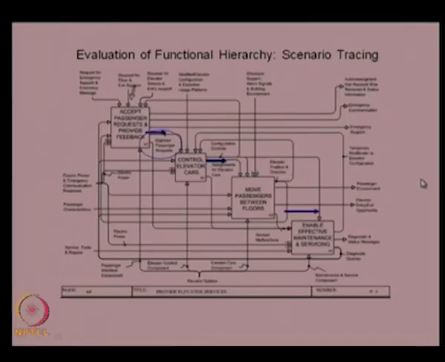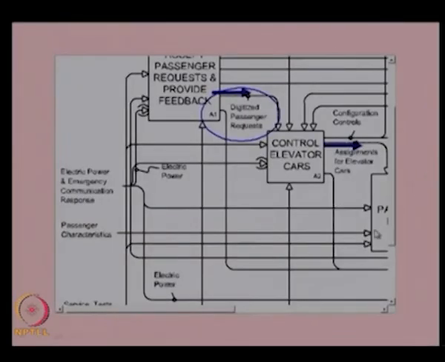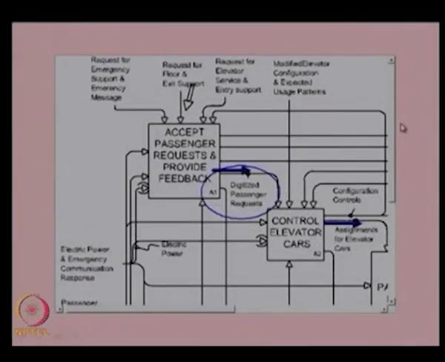So we started from the context diagram. In the context diagram the input is given to the system and an output is coming from the system. And now we look at the A0 diagram where the sub functions are there, and we try to trace the inputs. So here we take the input from here. You can see this is the input, request for floor and exit support. That is actually coming to function A1, and from A1 it is going out as digitized passenger request.